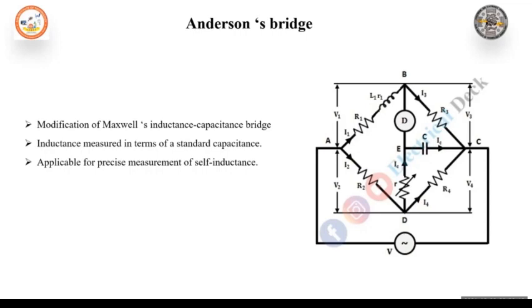So what are the disadvantages? The main disadvantage of this Anderson's bridge is that it is more complicated than other bridges, so it uses a larger number of components. The balance equations are also complicated to derive. The bridge cannot be easily shielded, due to the additional junction point, to avoid the effects of stray capacitance. So these are the few advantages and disadvantages of the Anderson's bridge.